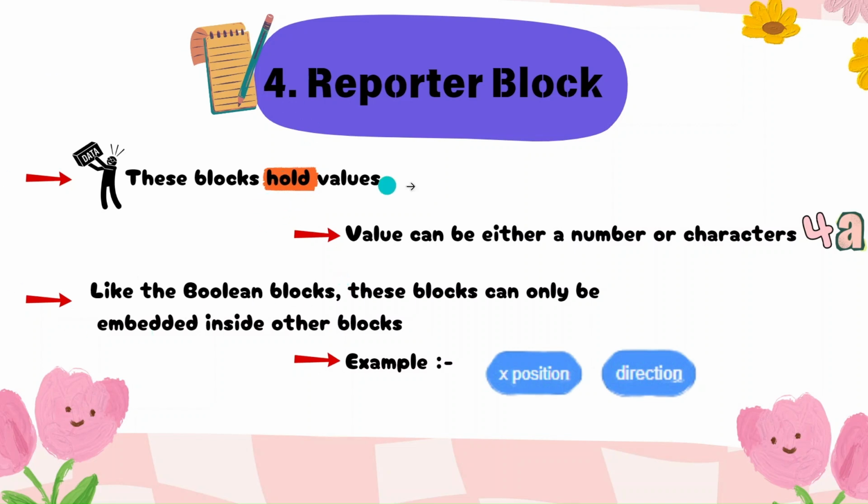These blocks hold values. These values can be either a number or a character. They can only be embedded inside other blocks. What does this mean? We cannot use them solely. If we have to use these blocks, we need some other blocks where we can fit them. Examples are x position, then direction. These are termed our reporter blocks.